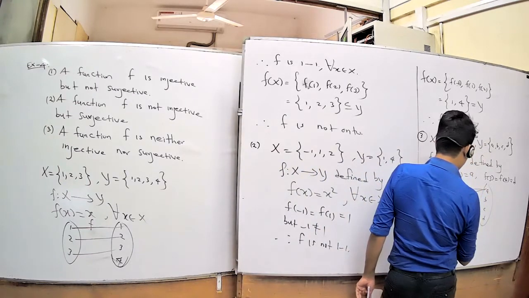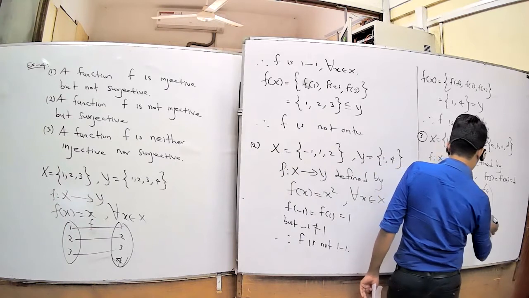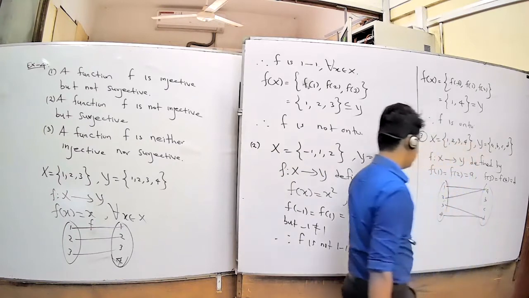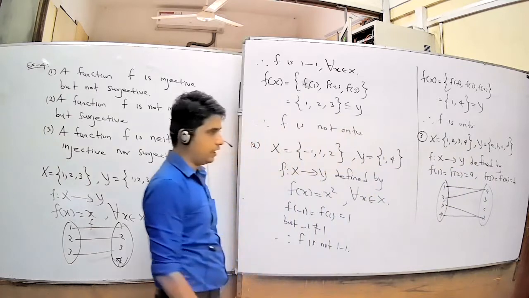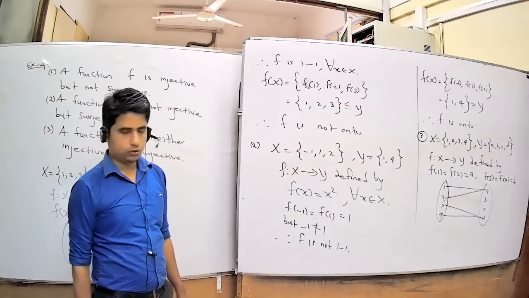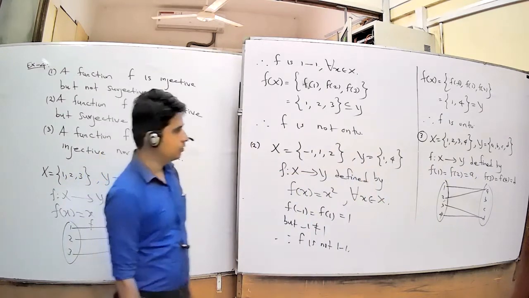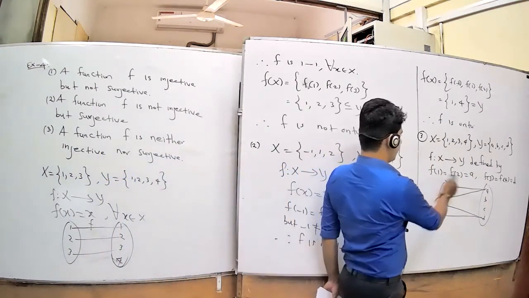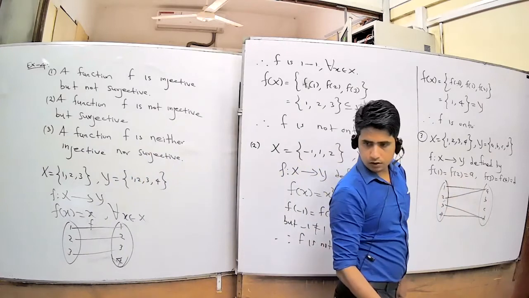3, 4 assigned to D. Obviously, this is not an onto mapping, no? There are remaining elements here, B, C, in the co-domain that have no pre-image. Therefore, it's not onto. And the one-to-one condition: suppose f of 1 equals f of 2, but 1 is not equal to 2. Therefore, it's not one-to-one.